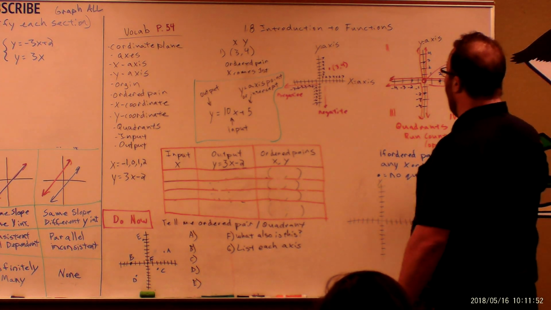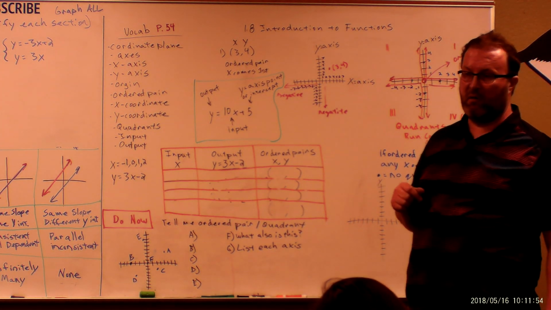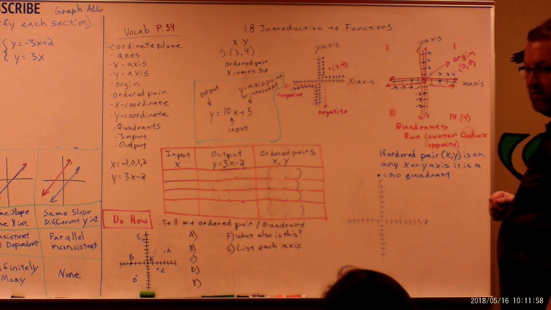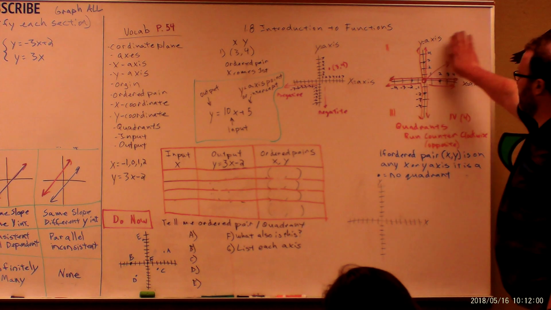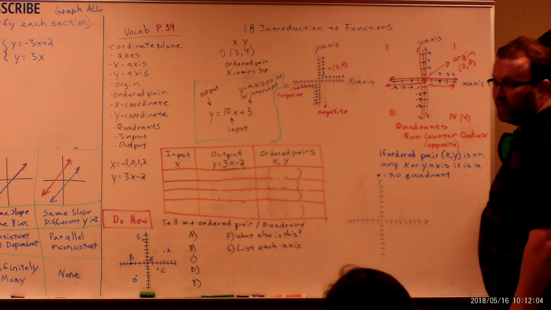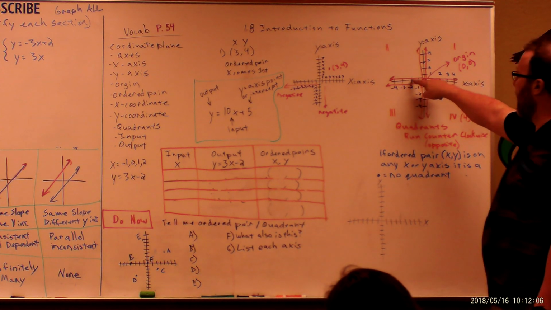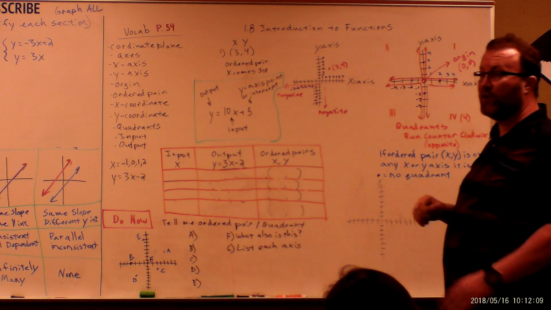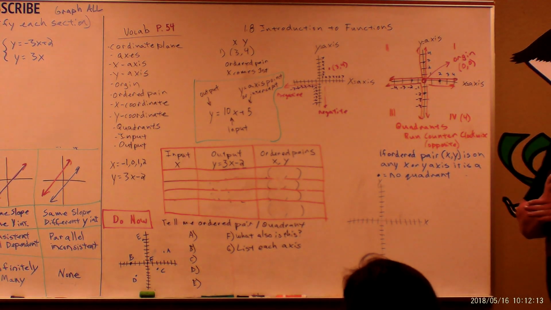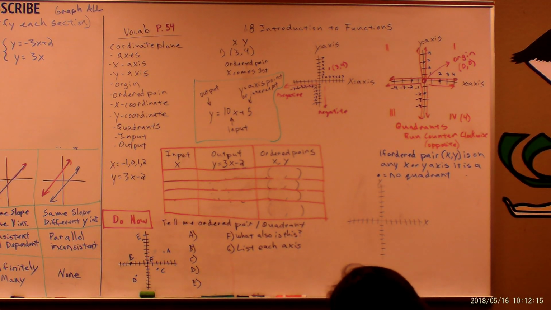Okay, quadrants. What direction do they go? What's a quadrant? Quadrant 1, 2, 3, and 4. They go backwards, counterclockwise. Okay, remember that. If it's on the line, we call it no quadrant. No quadrant meaning on the axis, on the x or the y axis. Okay? Let me see thumbs up or down if we understand that.